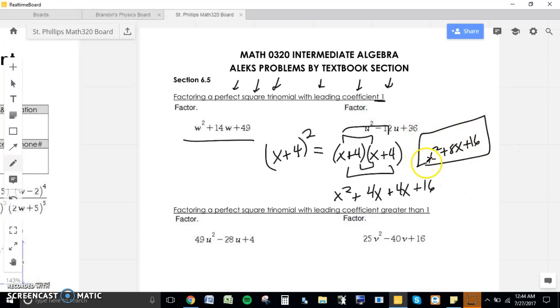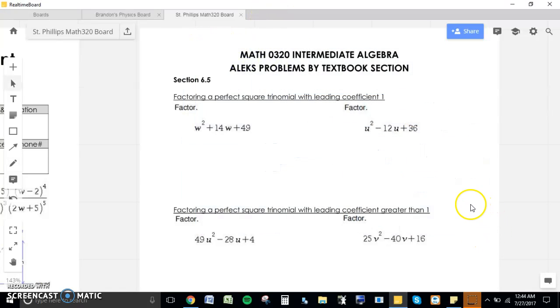And it turns out that this is a perfect square, even though it doesn't look like it. Where did this come from? X plus 4 squared. So what they're doing is they're giving us this version and asking us to work backwards to this version. So that's what we're going to be covering here on this factoring a perfect square trinomial.